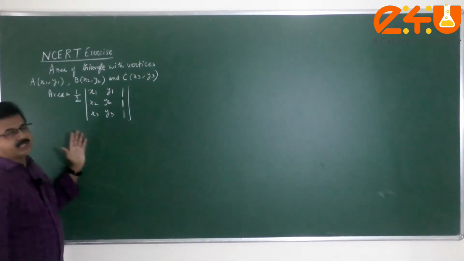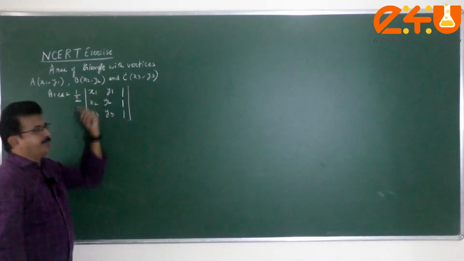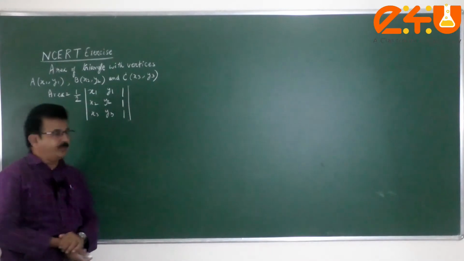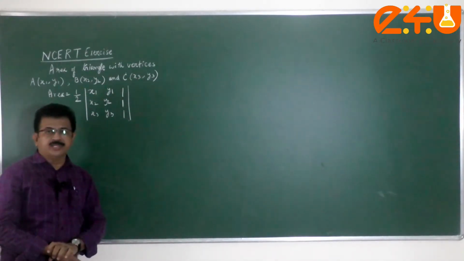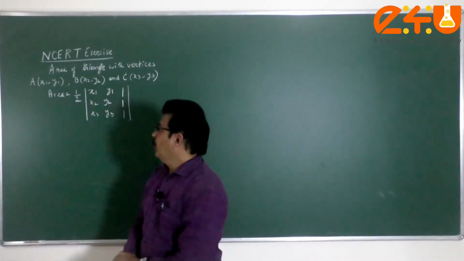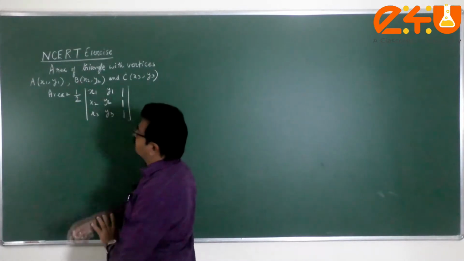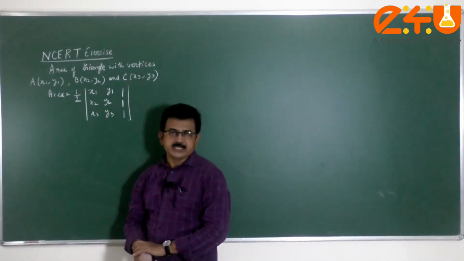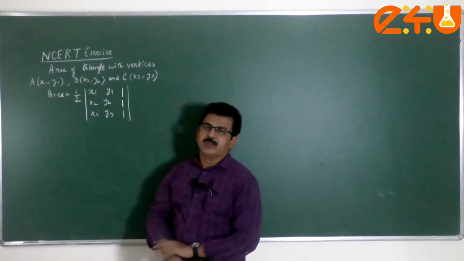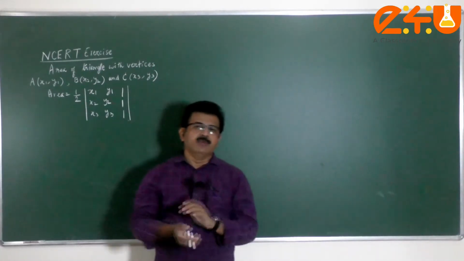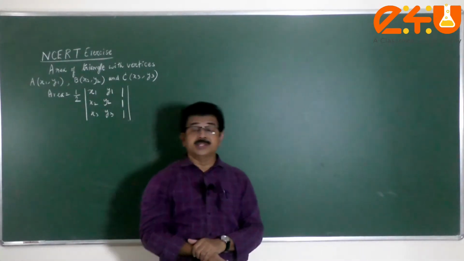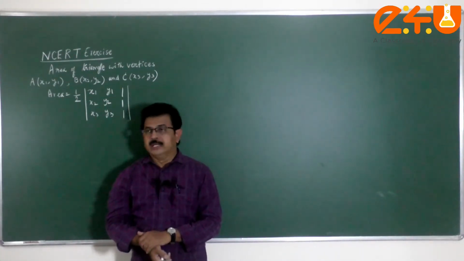And students must understand, in case the determinant value turns out to be negative, you have to present the modulus, the absolute value, because area is always a positive quantity. And one more thing, the same procedure we can follow, just like you used to do in class 10, to prove the three given points are collinear. In case the three given points are collinear, you used to prove that the area of the triangle is 0. So the same thing we will do here.